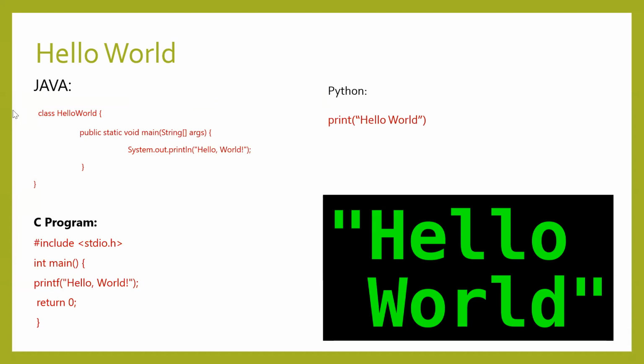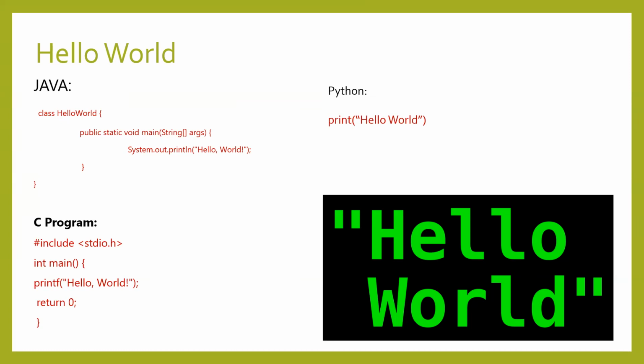You can see, in Java, you need to mention the class and hello world, that's the function, and public static void main, string, all these things. Almost 4 to 5 lines of code. Whereas in C programming, in the same way, we have 4 to 5 lines of code just to print hello world. In Python, simply you can write a single line of code. Print hello world, that's it.